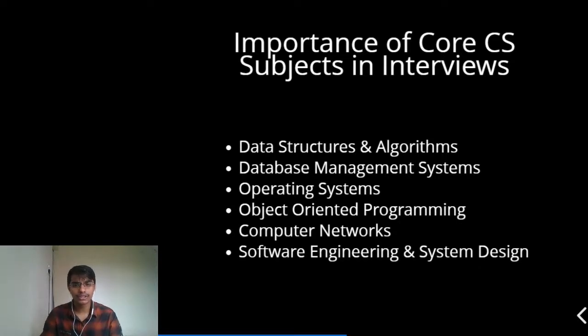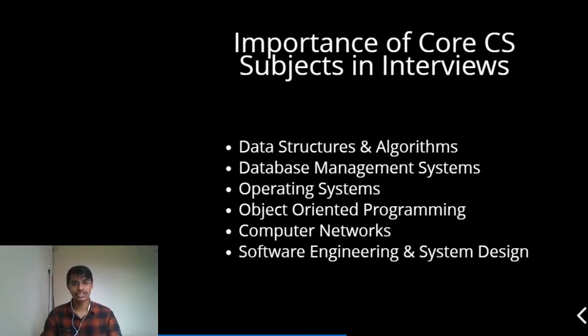Operating systems are also there. Most real-life applications need multi-threading and multi-processing and all this stuff. If you don't know operating systems and the concepts behind them, you cannot properly implement multi-threading in Java. You might be able to write the code, but what is actually happening in the background, you might not get that. So that won't be helpful. That's why they ask operating systems.